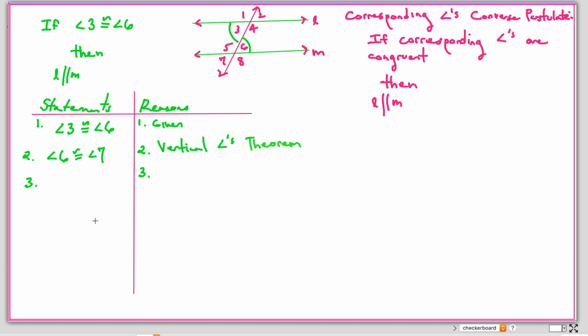And now I have that since 3 is the same as 6, and 6 is the same as 7, it implies that 3 is congruent to 7. This is transitivity.